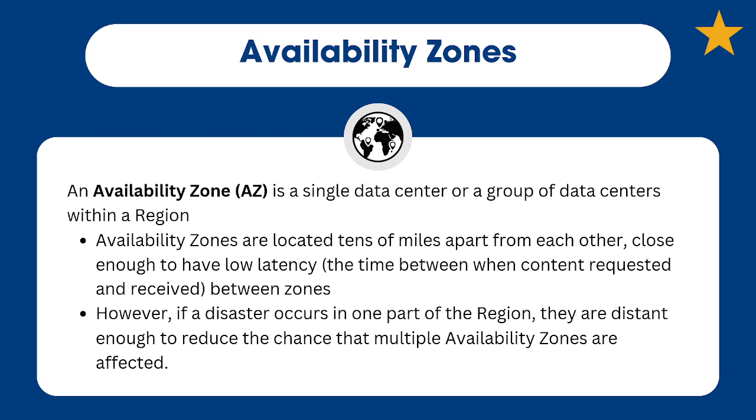Availability zones are located tens of miles apart, so it's close enough that their latency, or the time between requests and responses, is low, but they're also far enough apart that they increase coverage. And that increased area coverage means that if there is a disaster, for example a natural disaster, the chance of multiple zones going down is minimized.